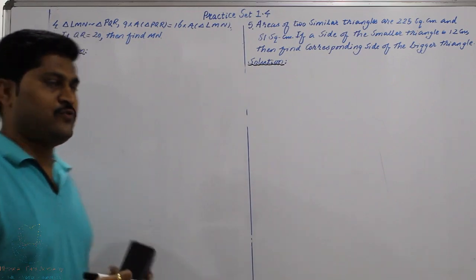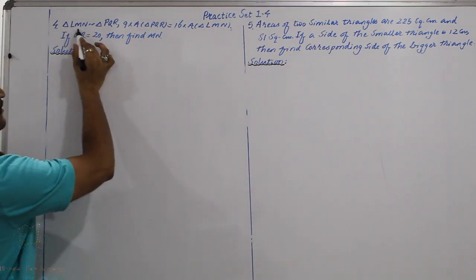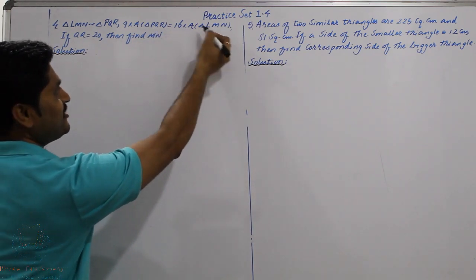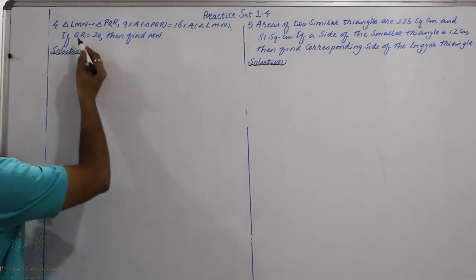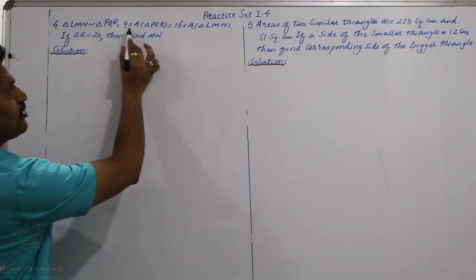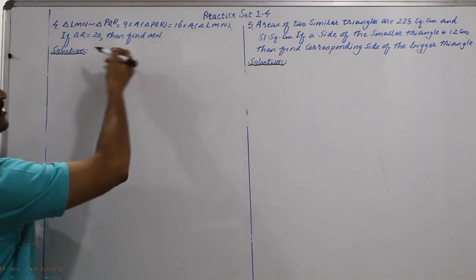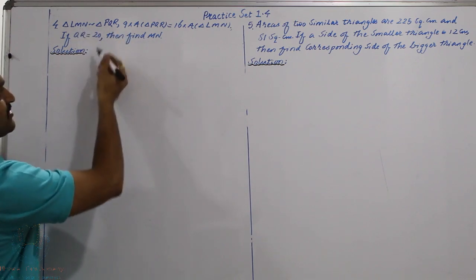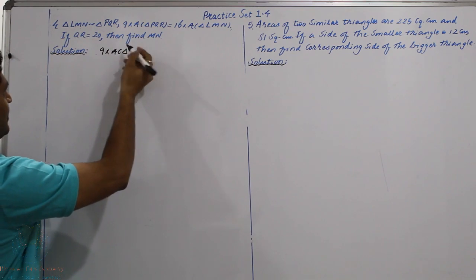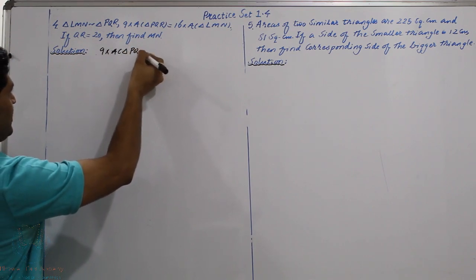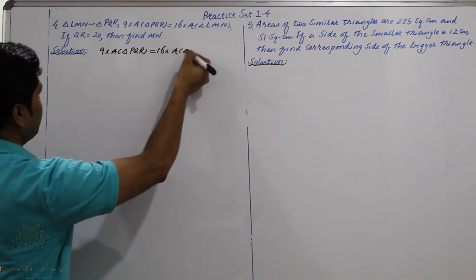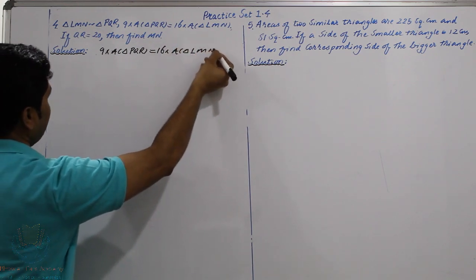Let's start question 4. Here this triangle LMN is similar to triangle PQR. This 9 into area of triangle PQR is equal to 16 into area of triangle LMN. If this QR is 20 units, then we have to find the value of this MN. For that we will copy this equation first to get the ratio of areas of those two triangles. So let's continue. This 9 into area of triangle PQR is equal to 16 into area of triangle LMN.